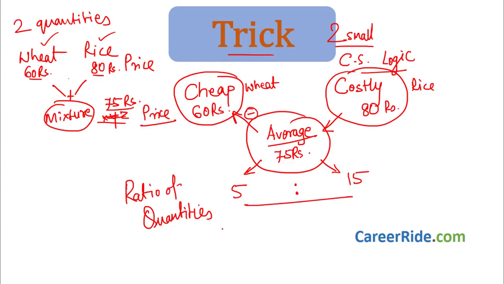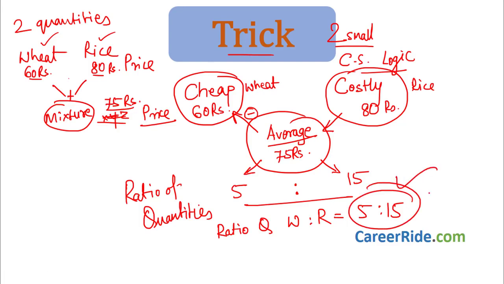The ratio of quantities of wheat to rice has to be 5:15. This is the answer. See how easily we got the answer. Now this is not the actual weight. We are not saying that you add 5 kg of wheat and take 15 kg of rice or anything like that. We are just saying whatever wheat and rice you take, it should be in the ratio 5:15 in the mixture. So this is nothing but the ratio of quantities.